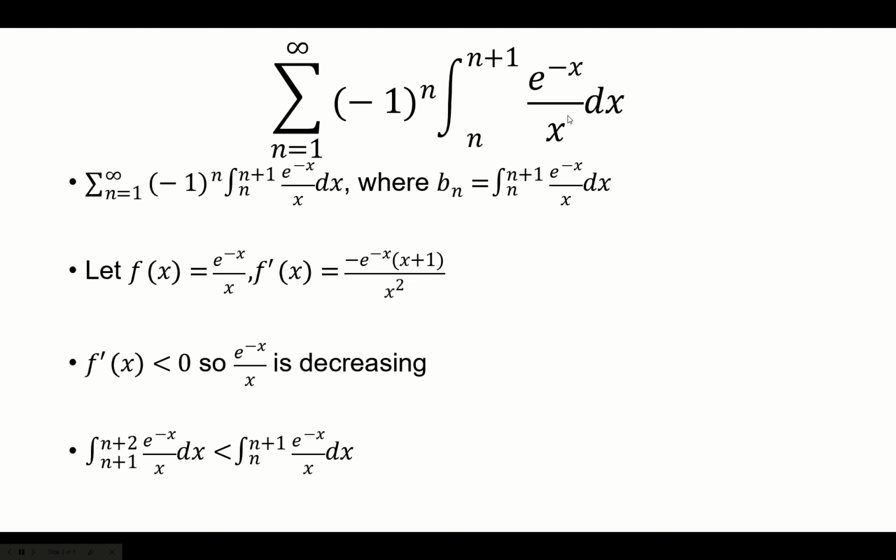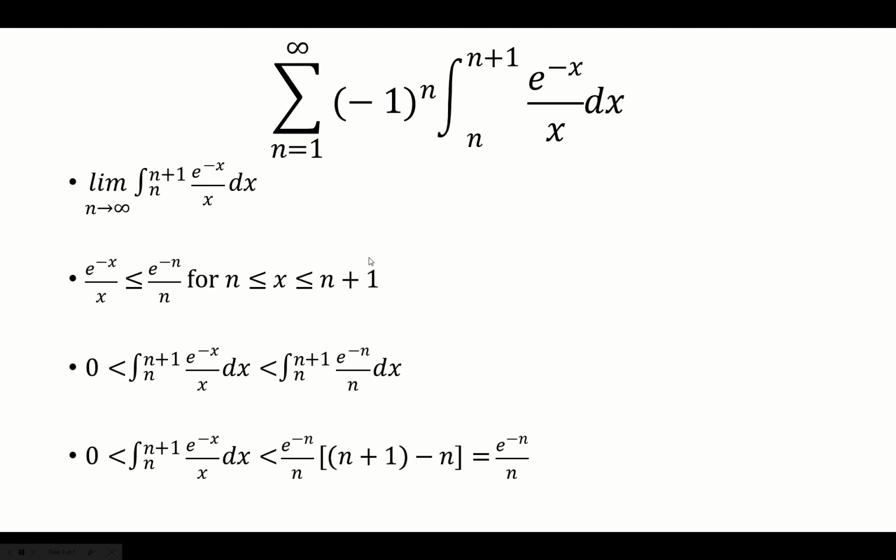So that means that we're taking the integral of a decreasing function. So if we take the integral from n plus 1 to n plus 2, that's going to be less than the integral from n to n plus 1. Because at n plus 2, it's smaller than at n plus 1, and at n plus 1, it's smaller than at n. So b sub n then is decreasing.